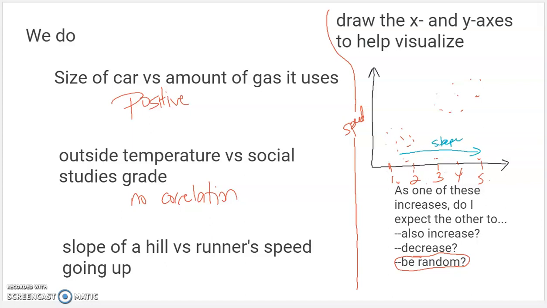I don't. I've run up a hill before. It's harder to run fast up a hill. So I would actually assume the opposite. I would assume that on a lower slope hill, runners would be faster, and on a higher slope hill, runners would just be slower. I would expect to see speed decrease as the slope gets steeper. I would expect a negative correlation.